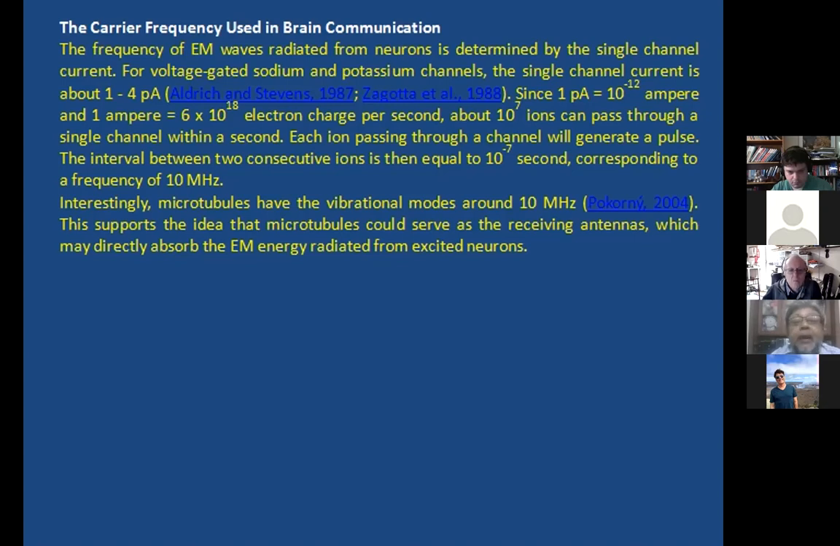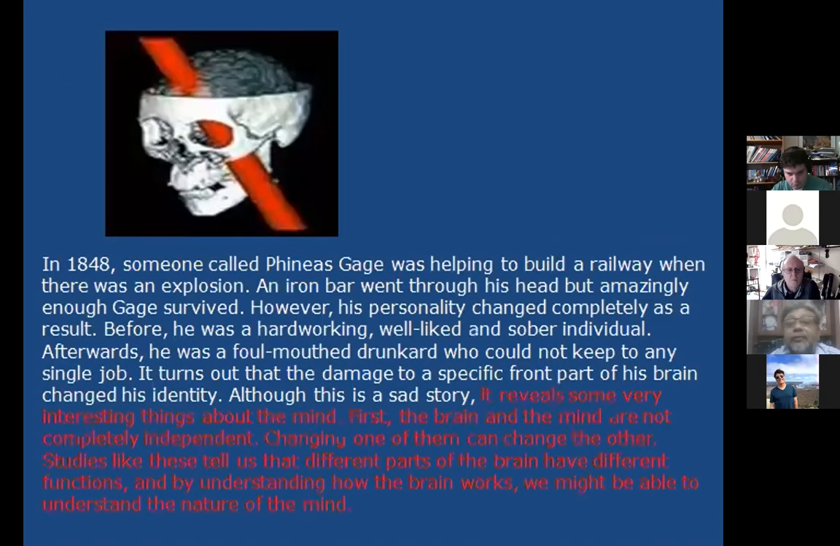Each ion passing through a channel will generate a pulse. The interval between two consecutive ions is then equal to 10 to the minus 7 seconds, corresponding to a frequency of 10 megahertz. Interestingly, microtubules have vibrational modes around 10 megahertz. This supports the idea that microtubules serve as receiving antennas, which may directly absorb the electromagnetic energy radiated from excited neurons. And then from the internet, we got a very interesting case.